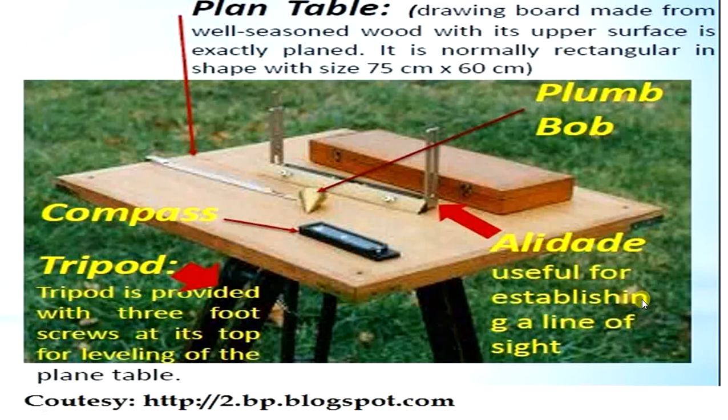Next is the plumb board for centering of the plane table, and there is a tripod. The tripod is provided with three foot screws, and its top is for leveling of the plane table. We have to adjust the tripod to the height of the surveyor, and there is also a compass for leveling of the table.